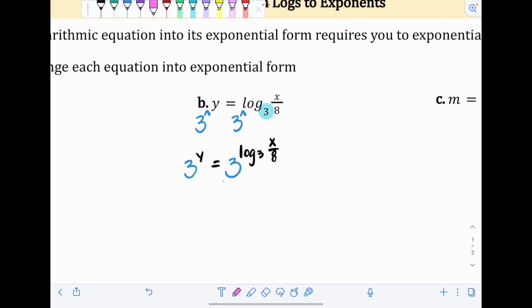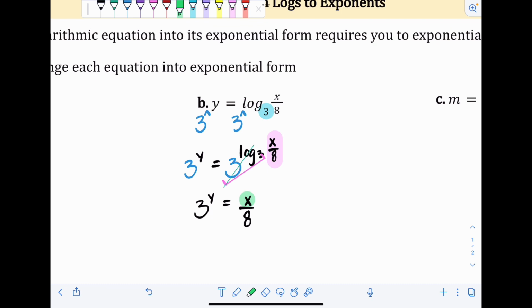So now the exponential with the base of 3 and the log with the base of 3 are inverse operations. So they cancel each other out, and we're left with just what we are taking the log of, which is x over 8. So we have 3 raised to the y equals x over 8. And then from there, we'll just want to isolate the x.